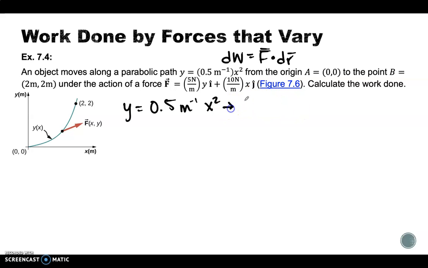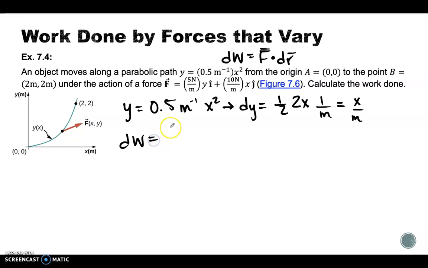So we'll say dy is equal to 1/2 times 2x, and that's 1/m. Okay, so our dy now is x, and we will keep the units here. All right, so now what we can do is we can plug it into this equation here.